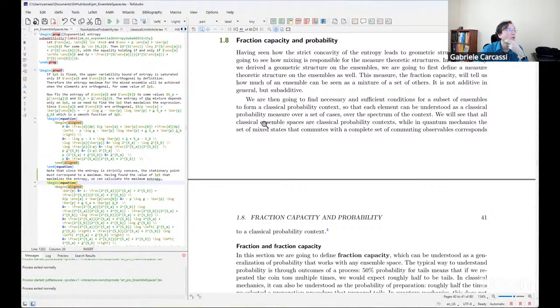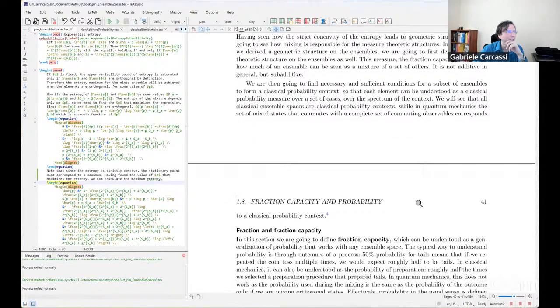We will see that all classical ensemble spaces are classical probability contexts, while in quantum mechanics, the set of mixed states that commute with a complete set of commuting observables correspond to a classical probability context. So we're going to look at this next time, but the point is that this is how we connect to classical probability, both in the quantum case and in the classical case.